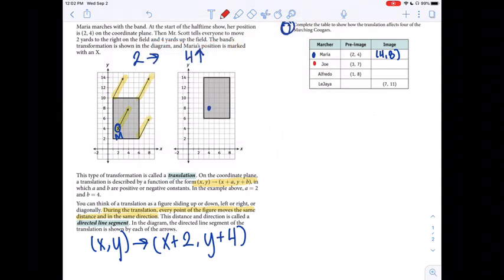Now, if we're looking at Joe, he starts at 3-7. You go over 3 and up 7. That's where Joe started. So if Joe has to move 2 to the right and 4 up, Joe's going to go over 2 and up 4. 1, 2, 3, 4. His new position is 5, 11.